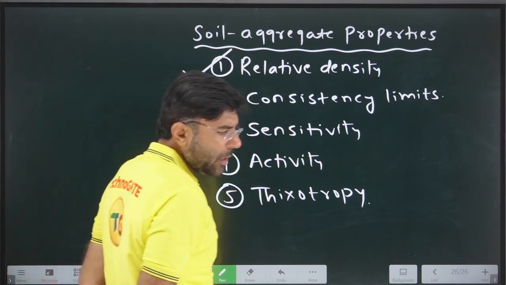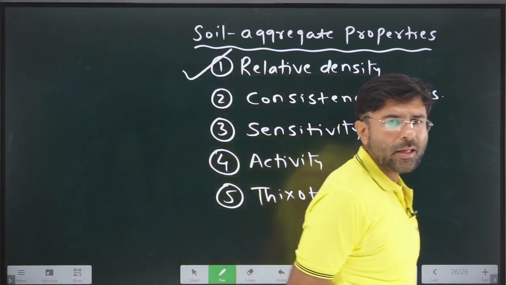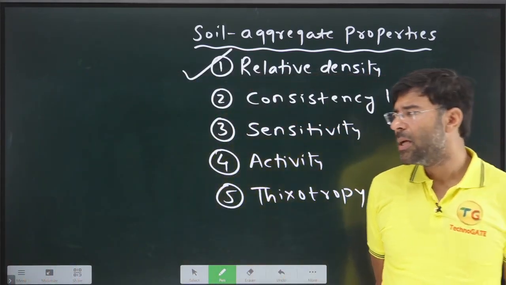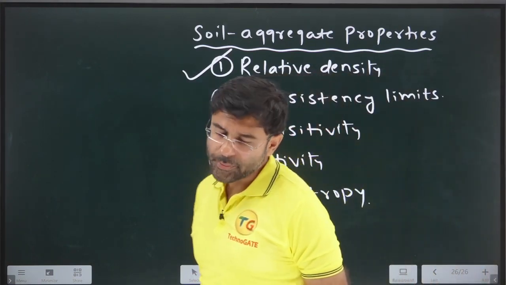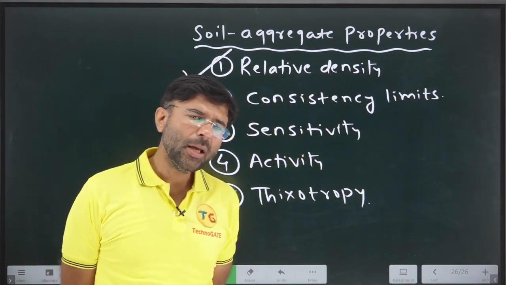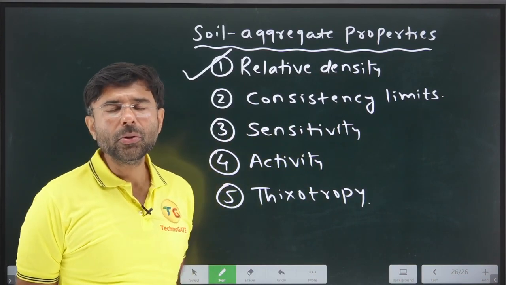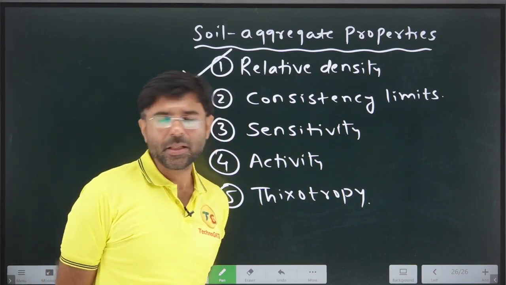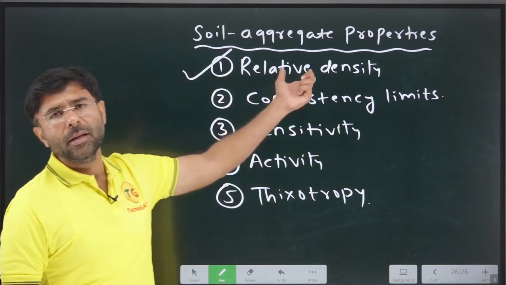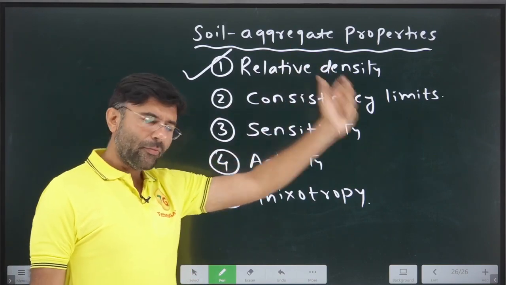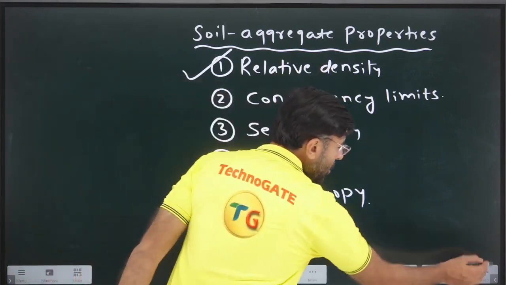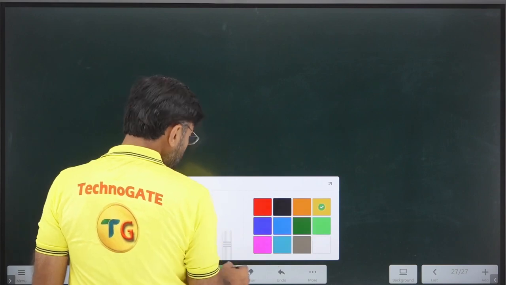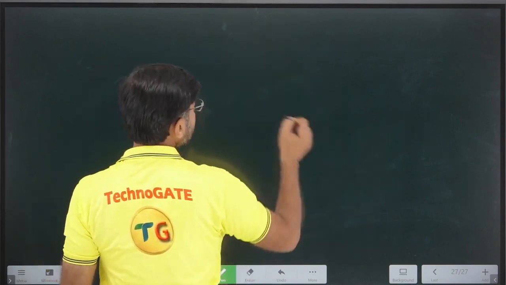In this chapter, in this lecture, we'll be discussing the concept related to the relative density of the soil. What is the meaning of relative density and how this property can be used to classify the soil. All these things will be discussed in detail. So let us start the discussion of relative density now. The topic of our discussion is relative density.